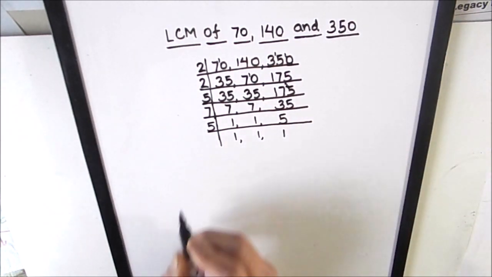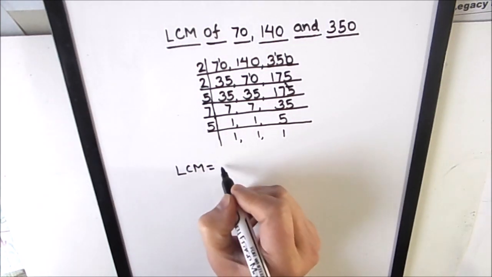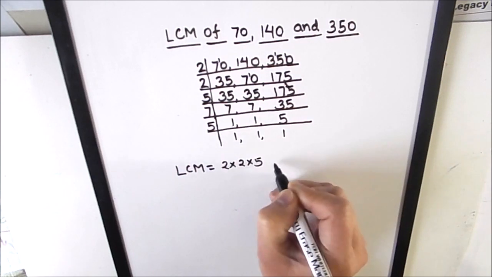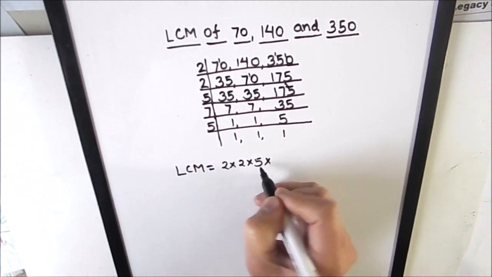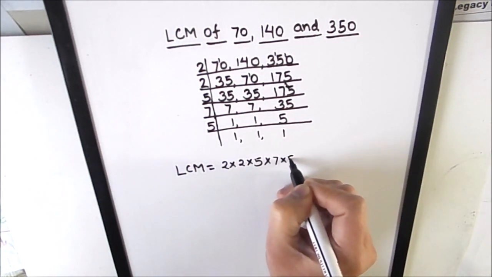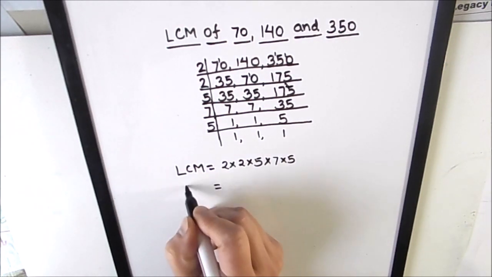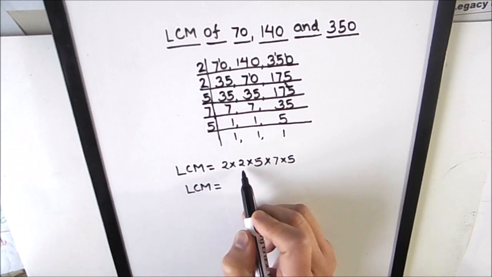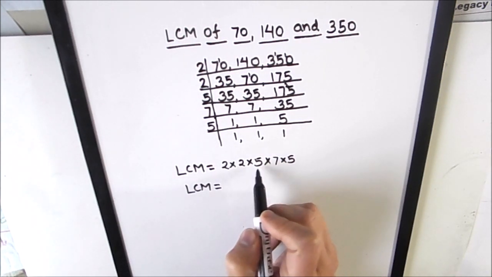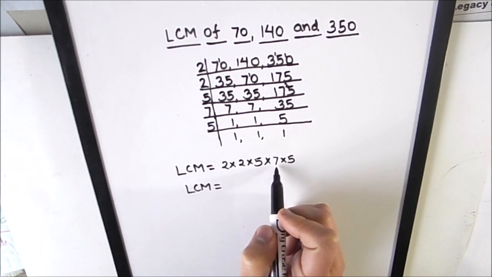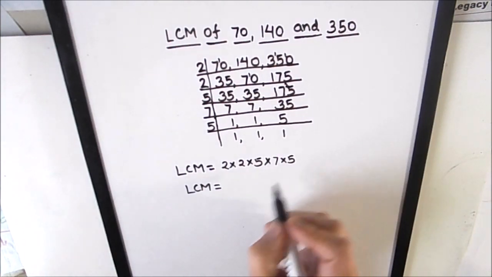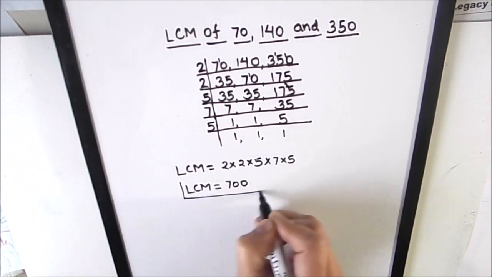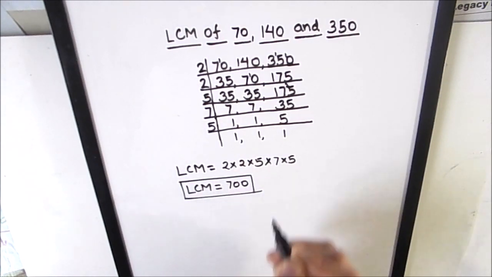1 is 5. So the LCM of the three numbers will be the product of all the numbers which are on the left hand side of the ladder. So 2 times 2 times 5 times 7 times 5 is the LCM of the three numbers, which is equal to 2 times 2 is 4, 4 times 5 is 20, 20 times 7 is 140 and 140 times 5 is 700. So the LCM of the three numbers is 700.